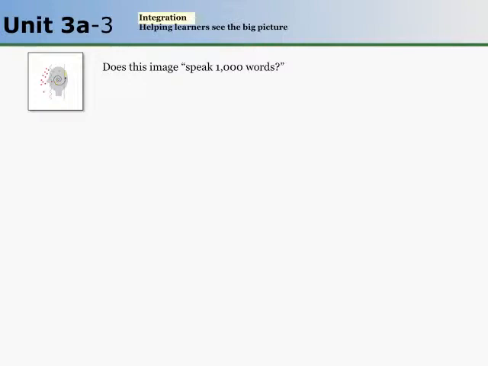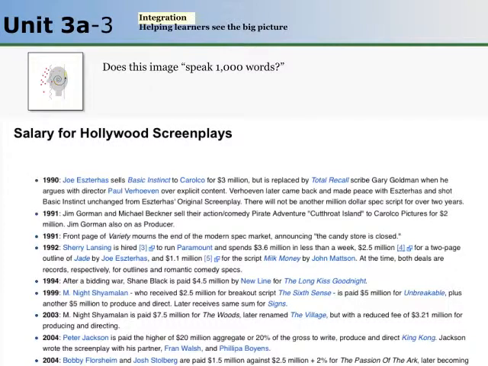And here's an image that does speak 1,000 words. And these are salaries for screenplays. So, for example, this movie, The Sixth Sense, earned its writer $5 million and then set the stage for another $5 million for a different movie. And screenplays, as we've just learned, are basically the integration principle. You're showing whoever is reading it what is happening, what's being said, and what is happening. What are people seeing and what are people hearing? And the 2 are integrated.